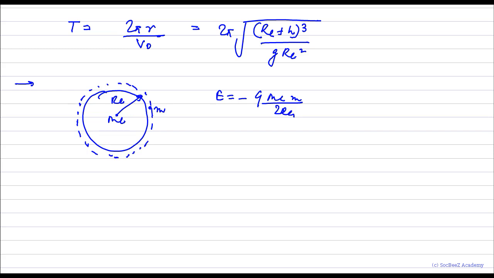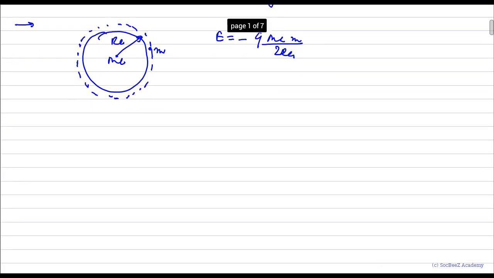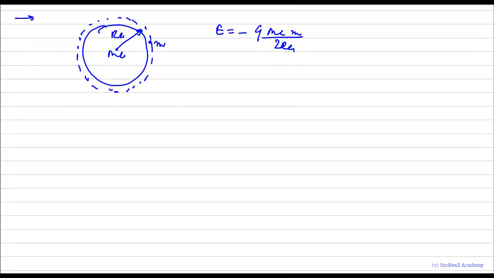Let us now talk about the escape velocity. The escape velocity is the velocity which a particle requires in order to reach infinity, in order to escape the gravitational attraction of the Earth. At infinity, the final velocity of the body is going to be equal to 0, and the potential energy of the body is going to be equal to 0, which implies that the total energy of the body at infinity is going to be equal to 0.